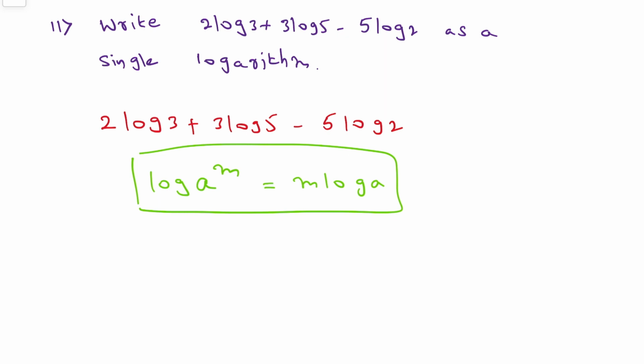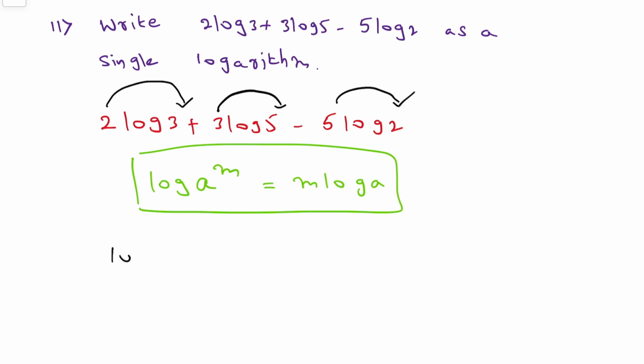In the logarithm, for the main number, if a power is there, that power will come to the front side. If I speak about the same formula in reverse, if any number is in front of the logarithm, that number will come as the power for the main number. This second logic I am going to use: the front number will come as the power.